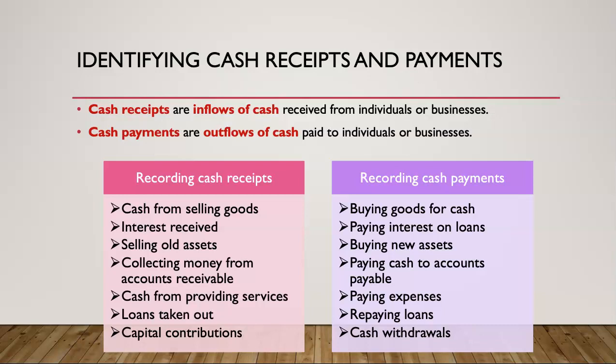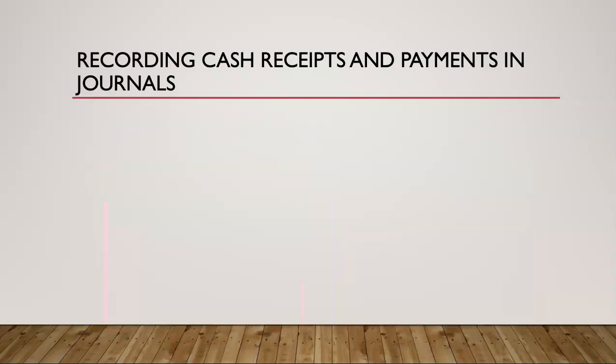Common cash payments include buying goods for cash, paying interest on our loans, buying new assets, paying cash to accounts payable, so paying our suppliers when we first purchased on credit, paying expenses, repaying loans, and cash withdrawals, which you also know by the term drawings. So we need a way to record these cash receipts and cash payments. How do we do this?